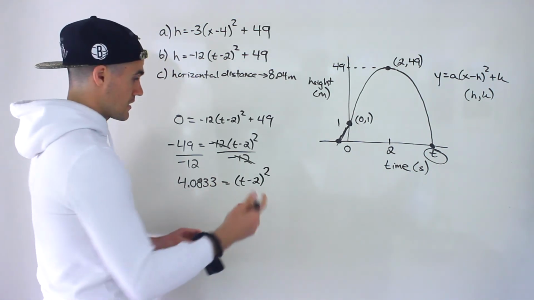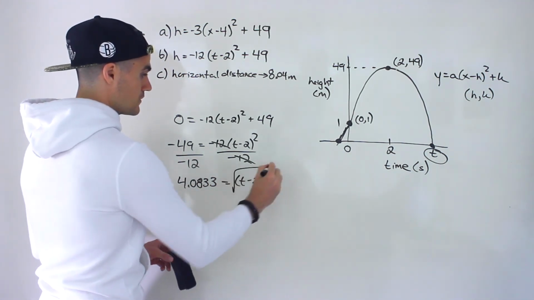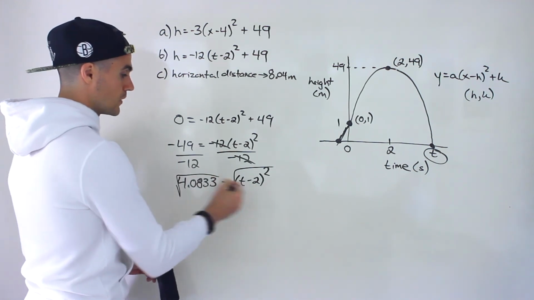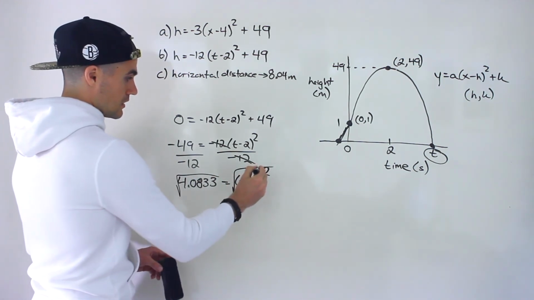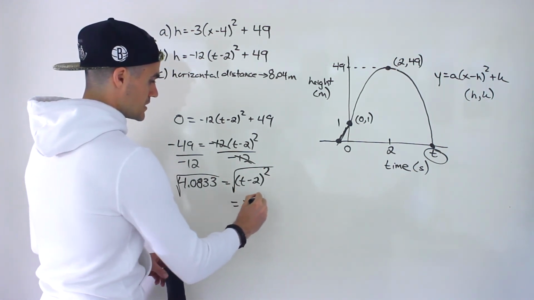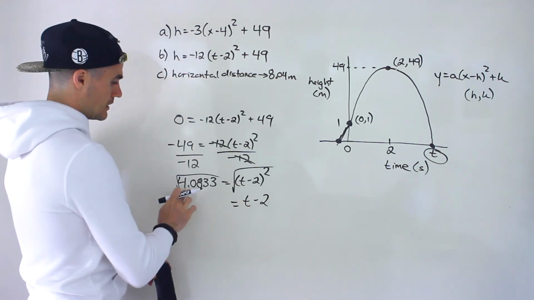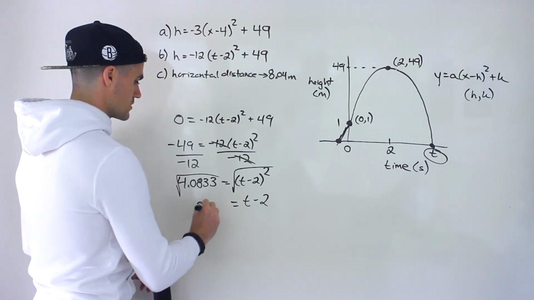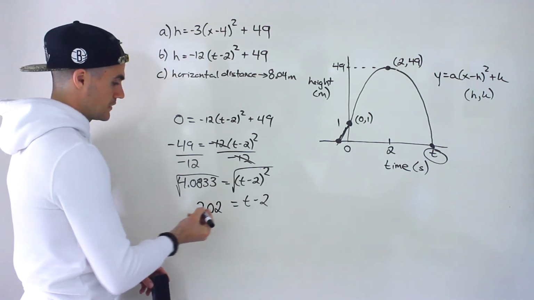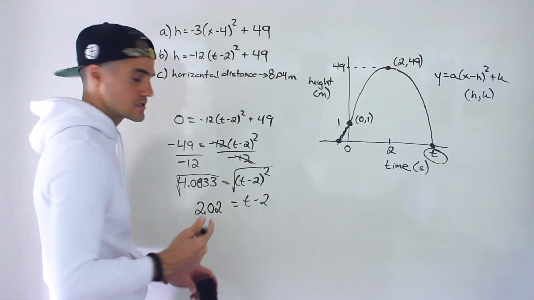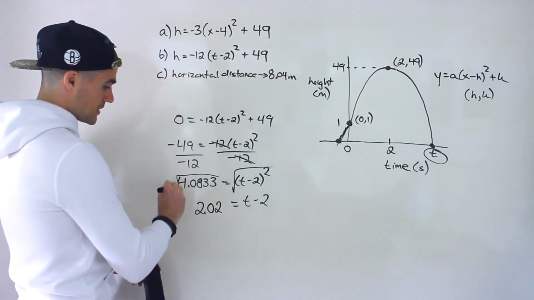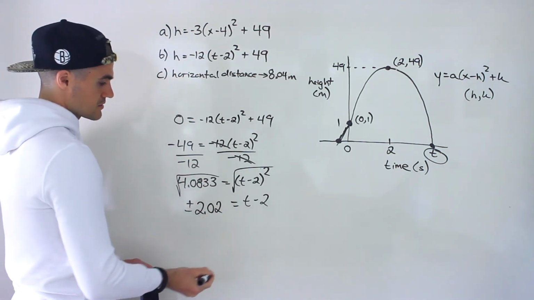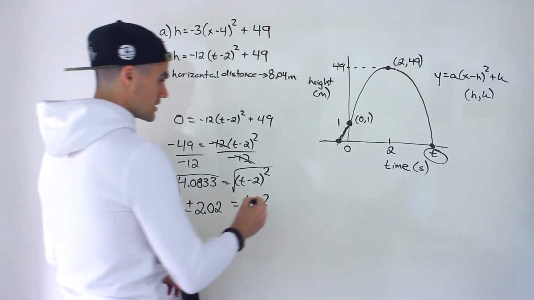And then same thing, this exponent you want to get rid of, so we square root both sides. What you do to one side, you got to do to the other. These cancel out, so we're just left with a t minus 2 over here. And then the square root of this is approximately 2.02. I'll just round it to 2 decimal places, but you could keep more decimal places if you want. And then because we're square rooting, this is going to be plus or minus. So that's where those two cases come in.